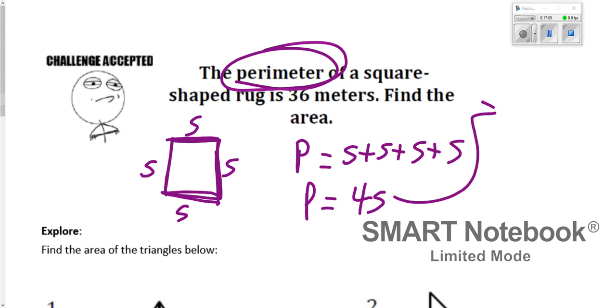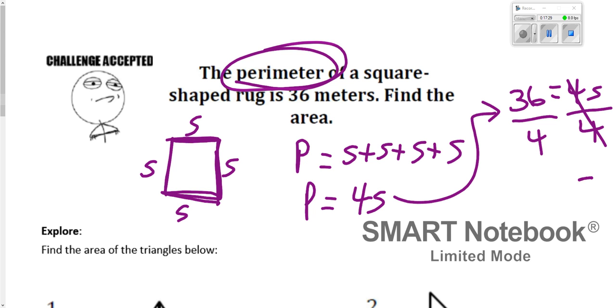So I'm going to use this formula to figure out what S is. I know the perimeter is 36, and I don't know S. So this is, again, a one-step equation. I need to figure out what S is. To do that, I need to get rid of that 4. I need to isolate the variable. So to get rid of the 4, I'm going to do division. And I see that S equals 9.